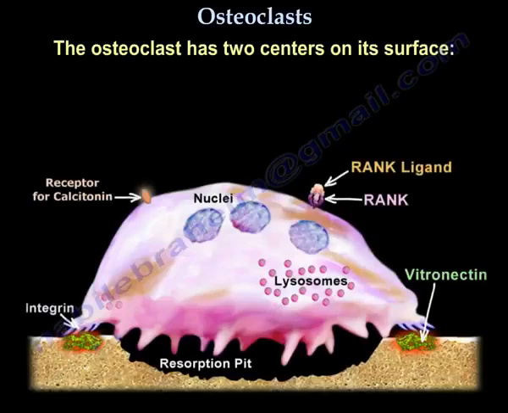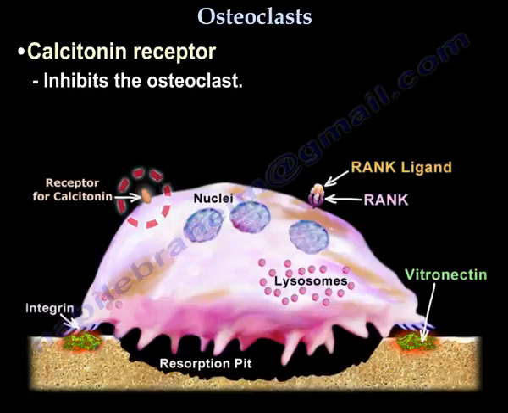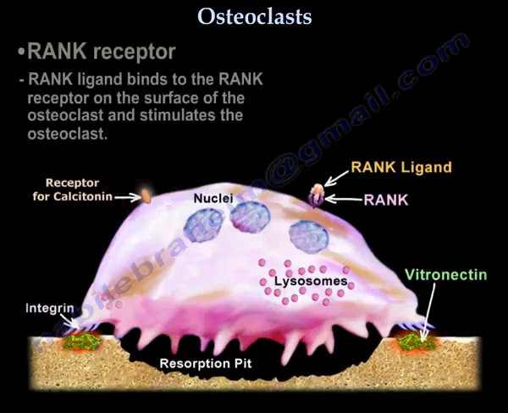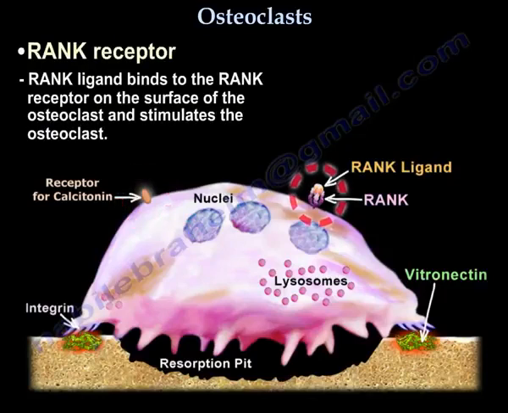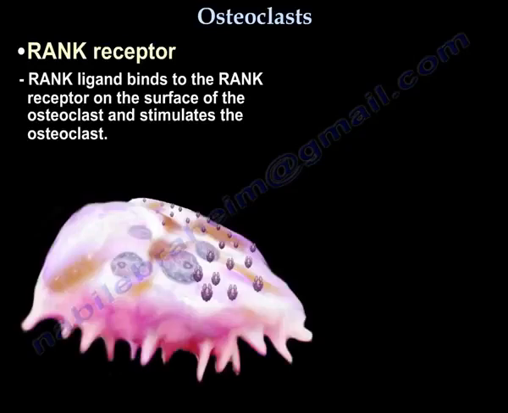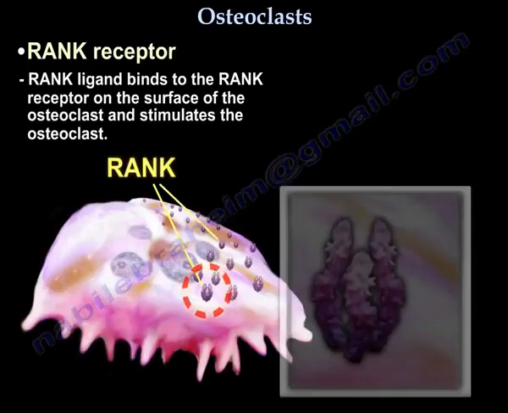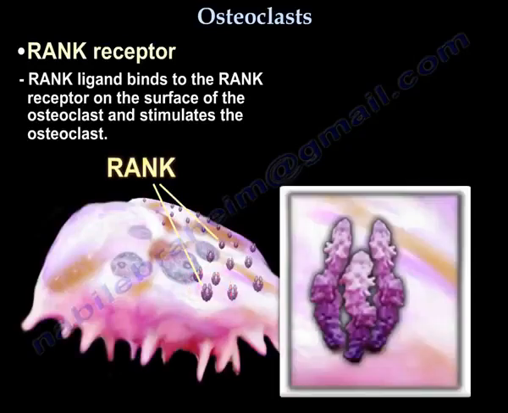Osteoclast has two centers on its surface: the calcitonin receptor, which inhibits the osteoclast, and the RANK receptor. The RANK ligand binds to the RANK at the surface of the osteoclast and stimulates the osteoclast.